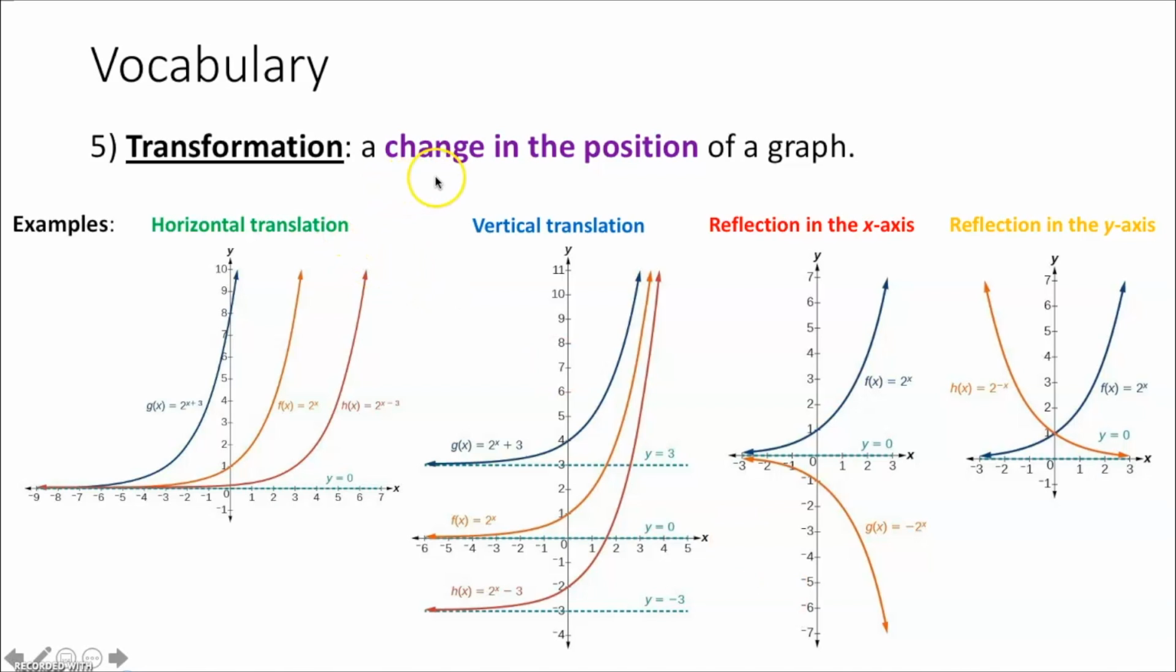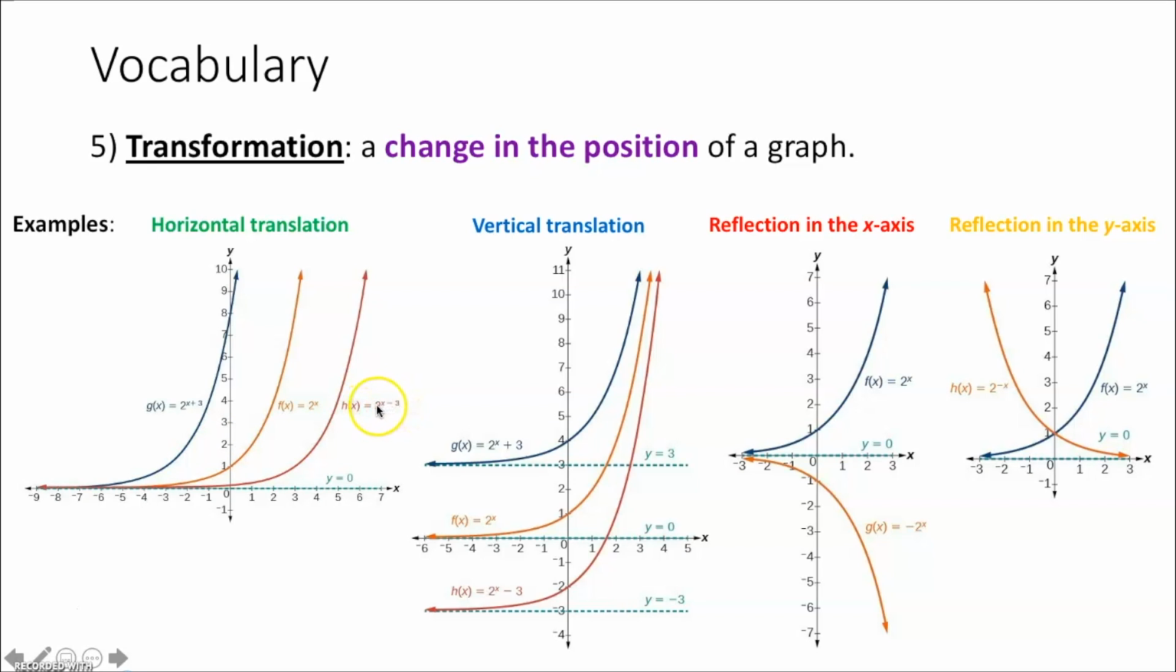Transformation is a change in the position of a graph. What you're going to do is start with a parent function. So in each of these, we can see right here, our orange graph is our parent function. What's going to happen is you're going to have some transformation happen to the graph of the parent function. So here, our parent function is y equals 2 to the x power, or f of x equals 2 to the x power. Now look here, we have g of x equals 2 to the x plus 3. So what happens is our h value is actually -3, which means our graph shifts to the left 3 units.